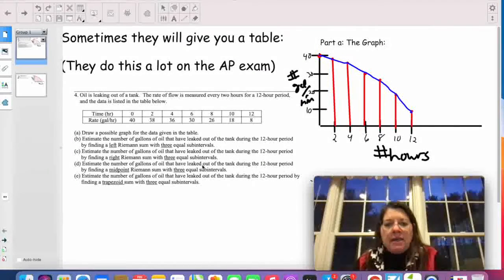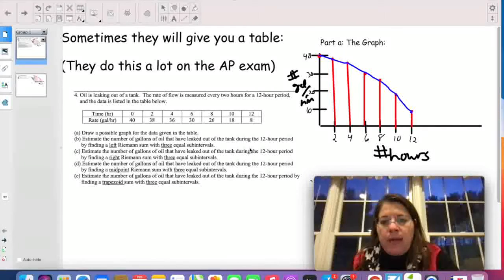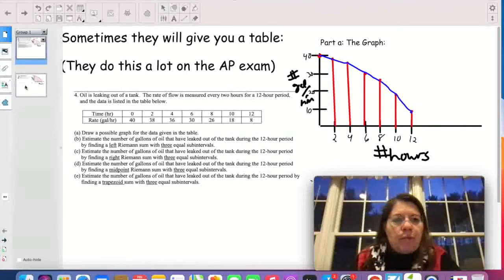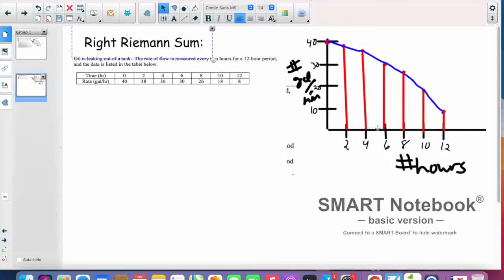So just like I did for the left, I'm going to do all 3 subintervals, and then I'm going to do all 6 subintervals, just so you can have 2 different examples of how to tackle this problem. So here is my picture blown up a little bit. I'm using 3 subintervals using the right Riemann sum.